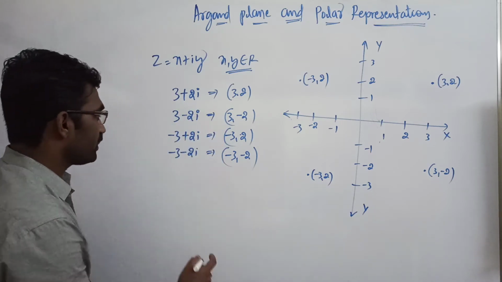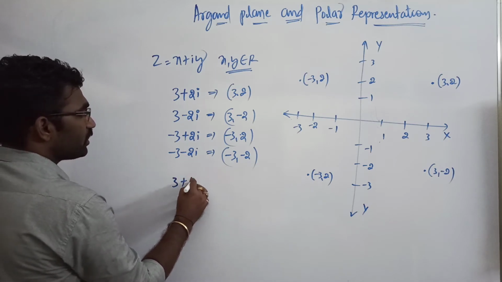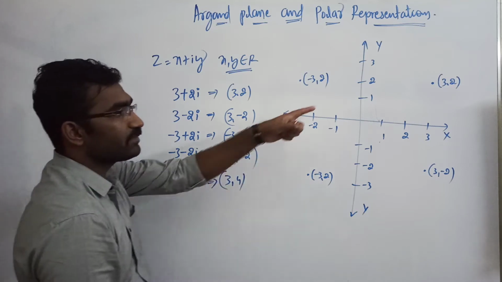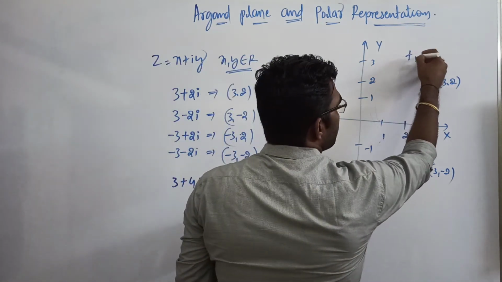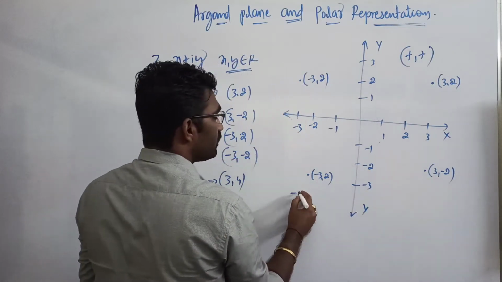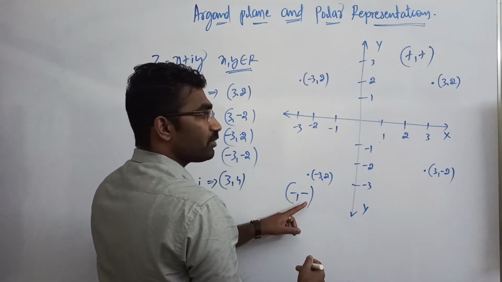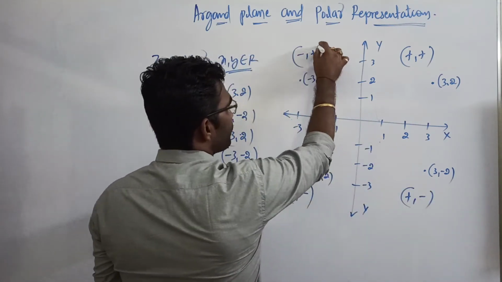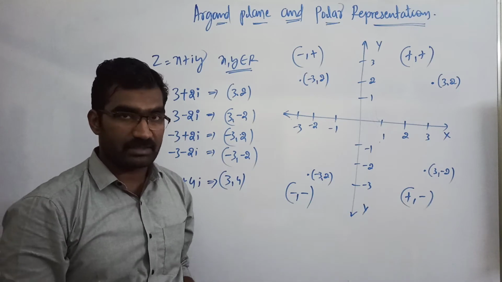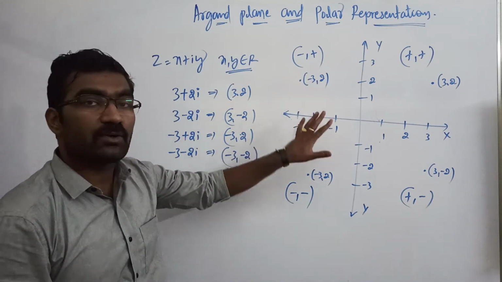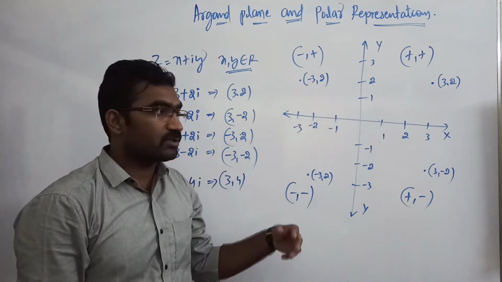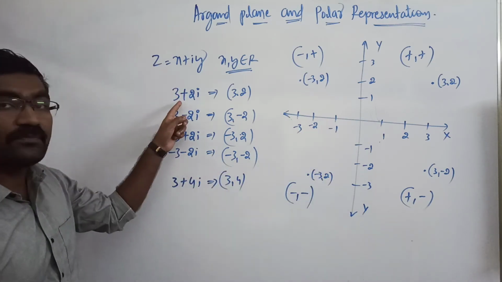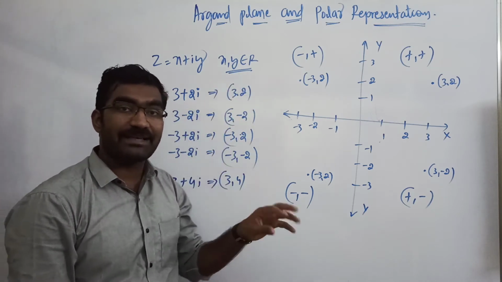So if you see the numbers, you should be able to tell in which quadrant they lie. For example, if I write 3 plus 4i, the point is 3 comma 4, which lies in the first quadrant. In the first quadrant, the points will be plus comma plus. In the third quadrant, the numbers will be of the form minus comma minus. Here plus comma minus. Here you can write minus comma plus. That we have seen in previous standards. So this is called the Argand plane or the complex plane: the plane on which complex numbers are assigned as points.